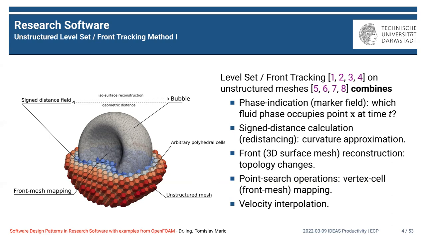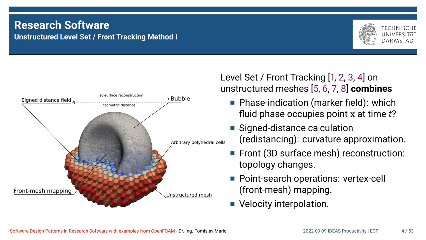We need to ensure that this signed distance calculation is regular or good enough for approximating curvature. We have to reconstruct this three-dimensional surface to handle topological changes. So if you have these two bubbles hitting each other, they may coalesce, they may merge. So this needs to be handled.